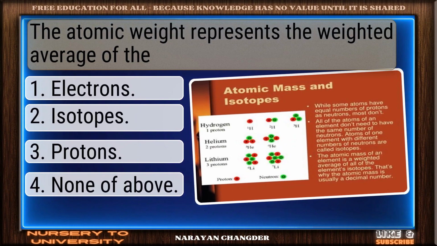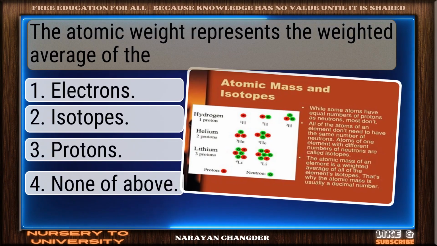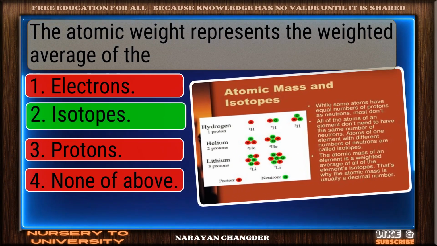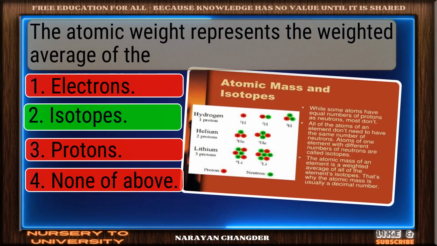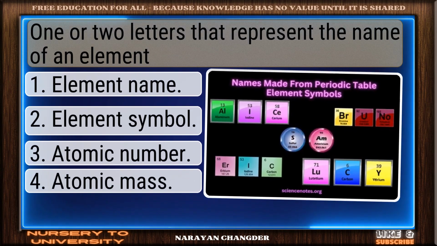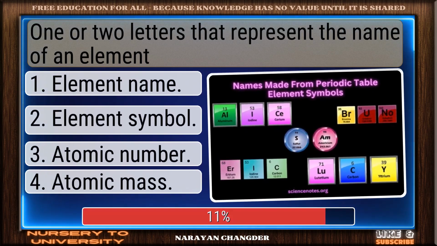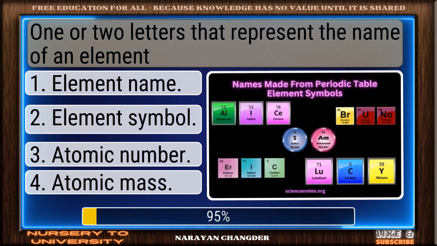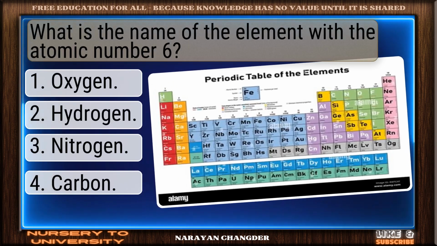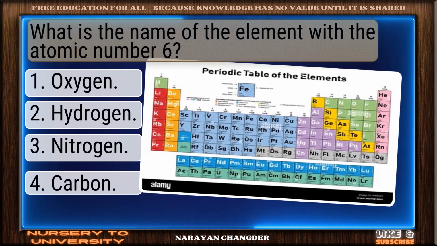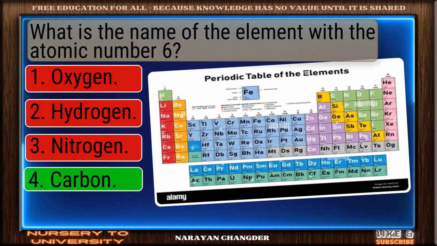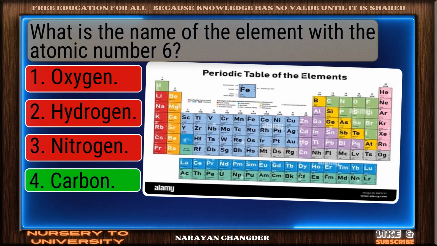The atomic weight represents the weighted average of the dash. Sharp thinking. Isotopes is the right choice. One or two letters that represent the name of an element. Bravo. Element symbol is the answer. What is the name of the element with the atomic number 6? Good job. Carbon works well here.